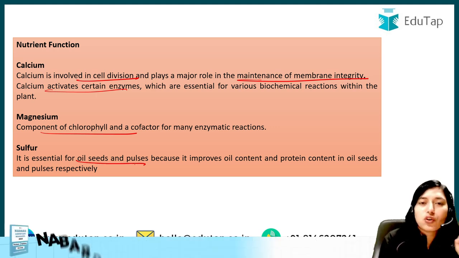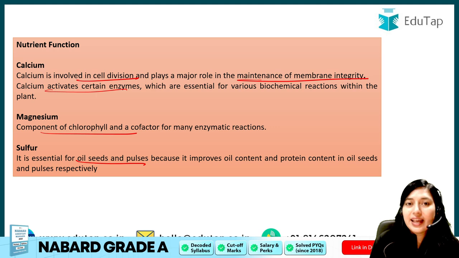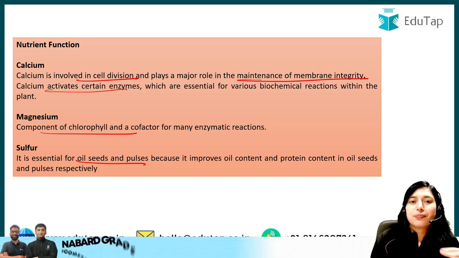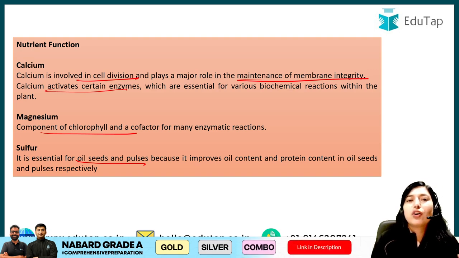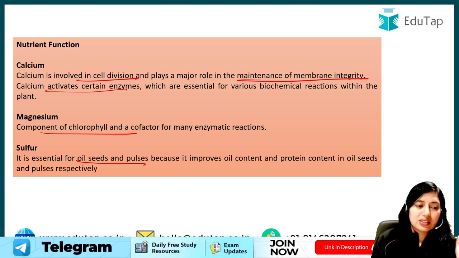that is very essential for your oil seed and pulses, because in oil seed it increases the oil content and in pulses it increases protein content. So this sulfur is very important for oil seed and pulses crop. Clear? I hope now it is clear to you what is the role of sulfur, magnesium and calcium in plant.